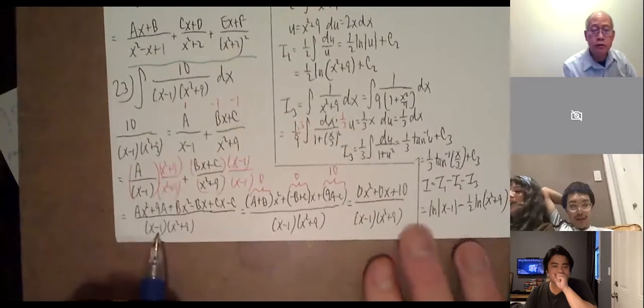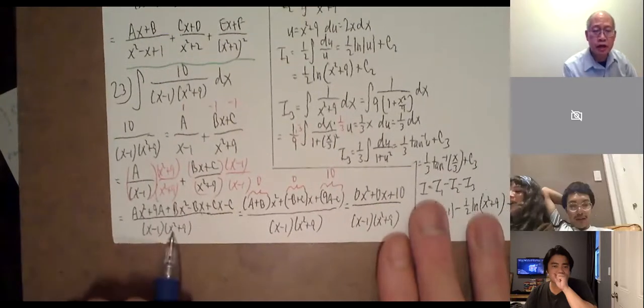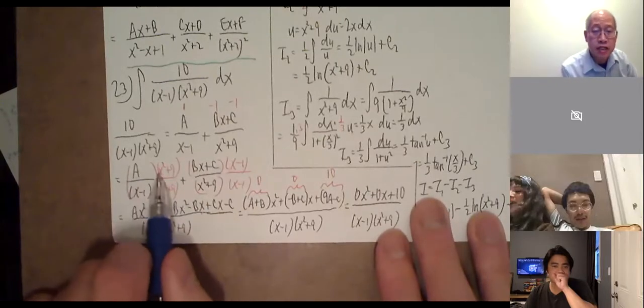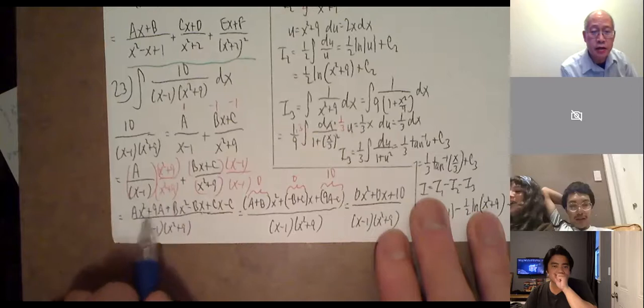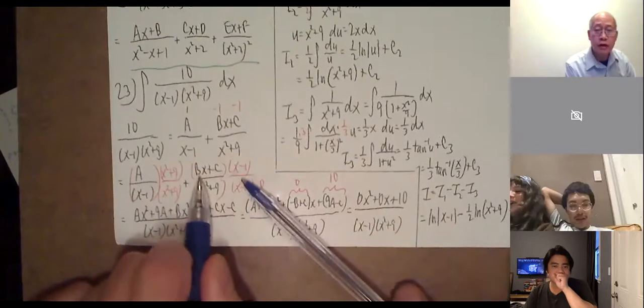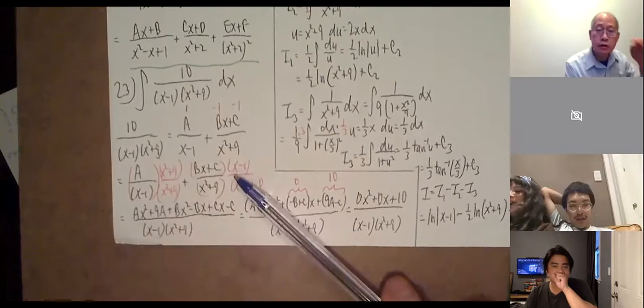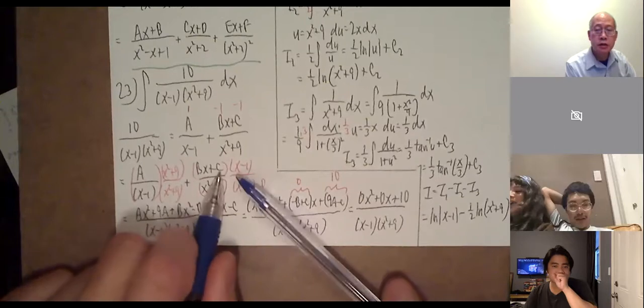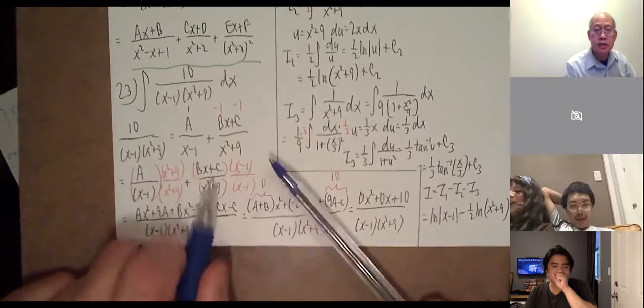Okay, so now x minus 1, x squared plus 9. Multiply all this junk here out. So ax squared plus 9a. And these look like FOIL, right? So bx squared minus bx plus cx minus c.